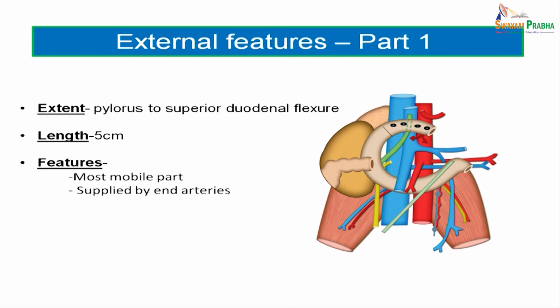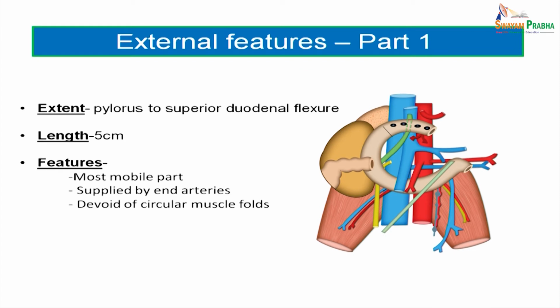The next important feature of this part is that it is supplied by end arteries. This is a very important feature because the rest of the duodenum is supplied by 2 rows of vasa recta, and only this segment is supplied by end arteries. Any injury or damage to these arteries can lead to ischemia and death of this segment. This is one of the reasons why we have more chances of ulceration in this particular region compared to the rest of the duodenum, because if these end arteries are damaged, there is no collateral circulation and there is ischemia.